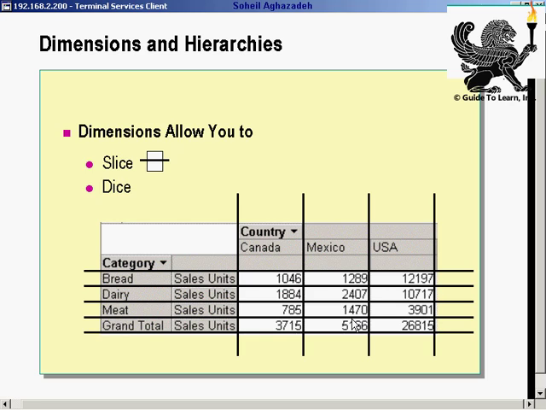So you slice one dimension, and then when you merge them together with another dimension on a unit that they actually match, that would be dicing. This is an excellent opportunity for you to see OLAP.